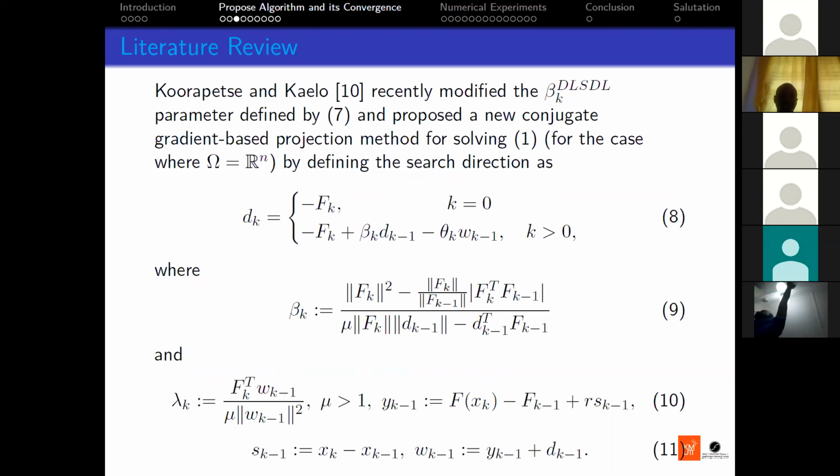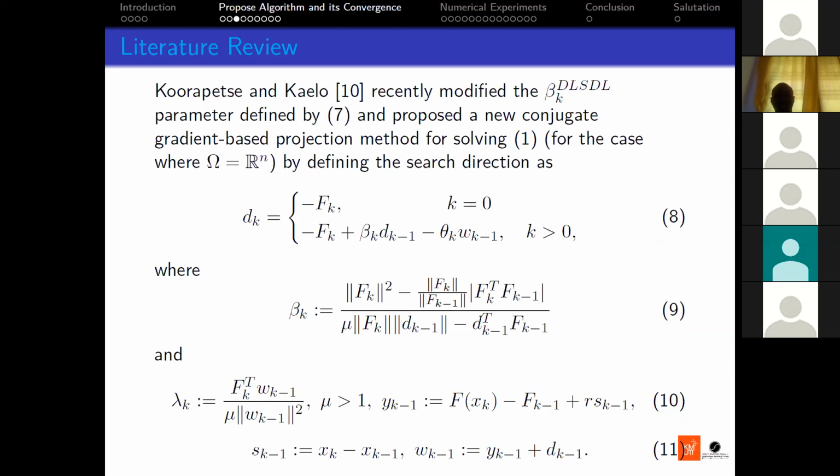in the paper, reference 10, Kuraptse and Kylo modified one of the conjugate gradient parameters defined by Zheng and Zheng, which is the one given by 7, that is the last one, not the one given by 6. And they proposed a new conjugate gradient-based projection method for solving problem 1. However, in this case, they consider omega to be the whole of Rn. So it's not a constrained problem. So in this case, Kuraptse and Kylo considered an unconstrained problem where omega is the whole space Rn.